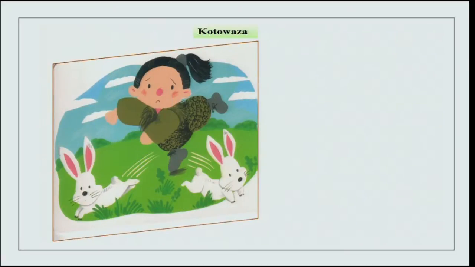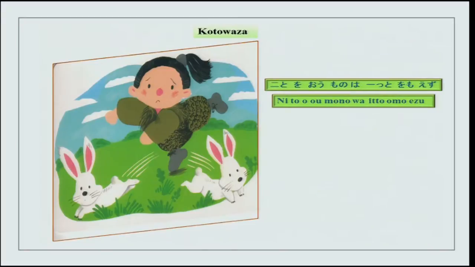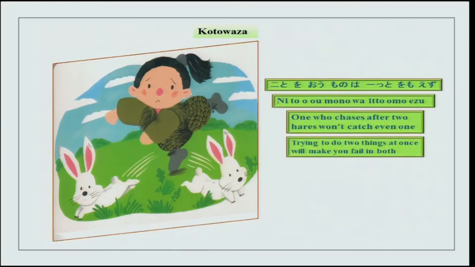Now, we have a small kotowaza as I have been doing with you. You can see Tanaka-san running after two rabbits. What can you understand from here? Can you think of a proverb in English or in Hindi? Well, now look at this. Ni to o omono wa itto omoezu. What does that mean? Well, look at this now. One who chases after two hares won't catch even one.